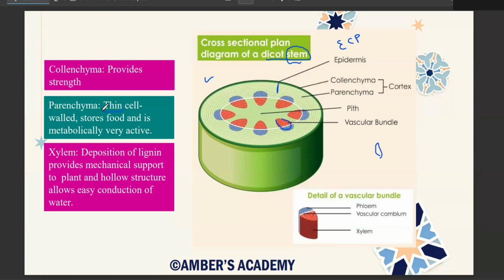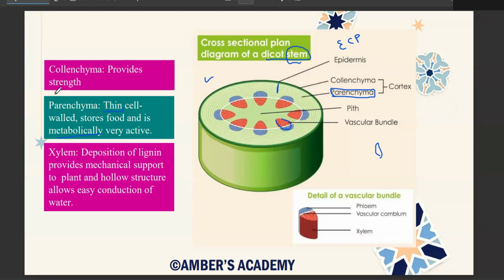It's a thin structure, and it's metabolically very active because it stores food within it. So it's responsible for catabolism and anabolism. And then sometimes they give you this question: a thin cell-walled structure which is metabolically very active is known as, so you need to identify it as parenchyma.